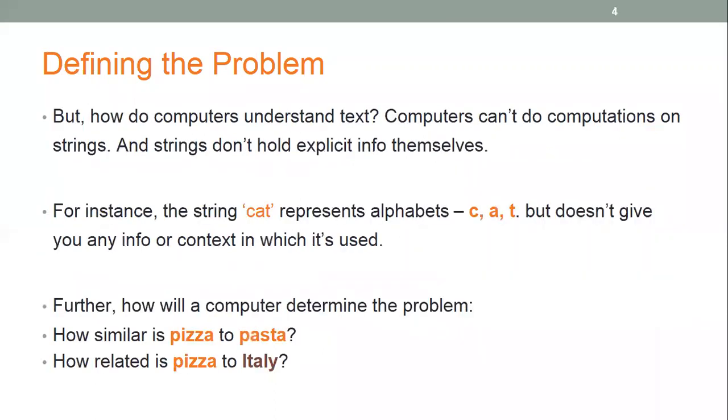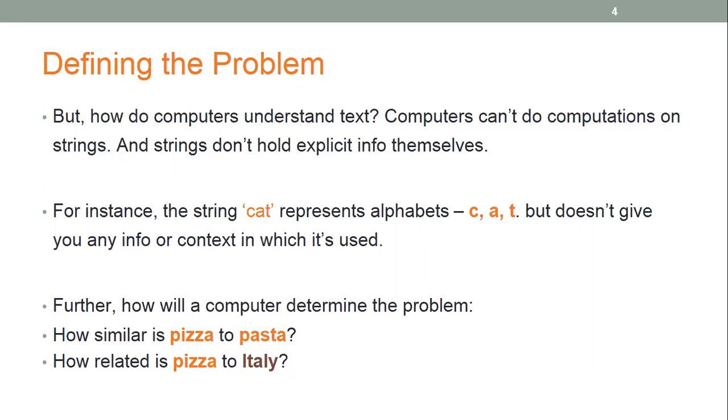But can a computer understand text? The answer is no, of course. Computers don't understand text as is, because computers only work with numbers, or not even numbers, bits. Strings on their own don't hold any explicit information about the meaning of the word. For example, if you get a string like cat, for a computer it is just a stream of characters, or in fact just ASCII code representations of those characters, and you don't actually get any meaning out of those strings.